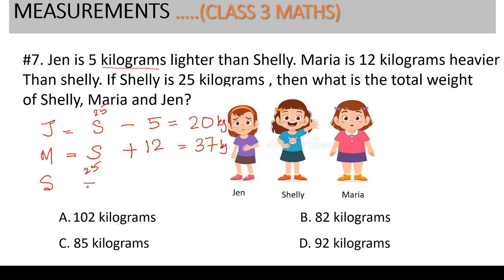And we have Shelly's weight, which we know is equal to 25 kilograms. So now let's add them all together. 25 plus 20 is 45. 45 plus 37. So 45 plus 30 is 75. Plus 7 is 82 kilograms. So our answer is option B.